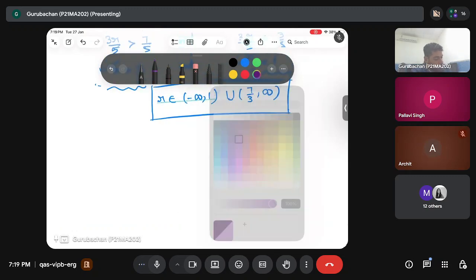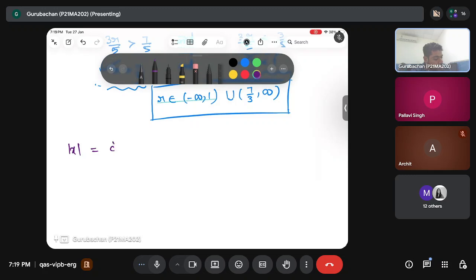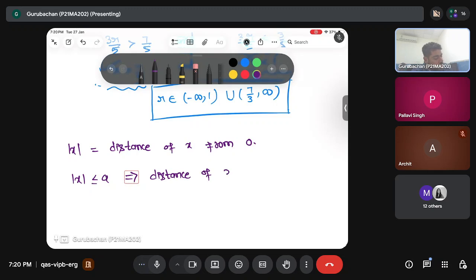Yes. So mod x is nothing but distance of x from 0. Origin means 0 in the real numbers. So if I am saying mod x is less than or equal to a, that means distance of x from 0 can be at most a, correct?